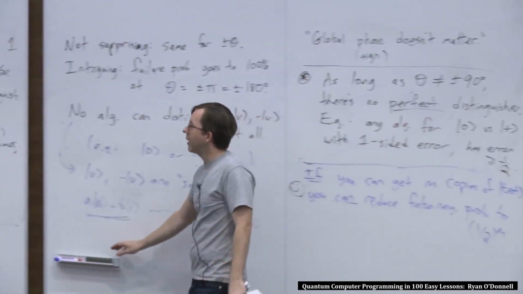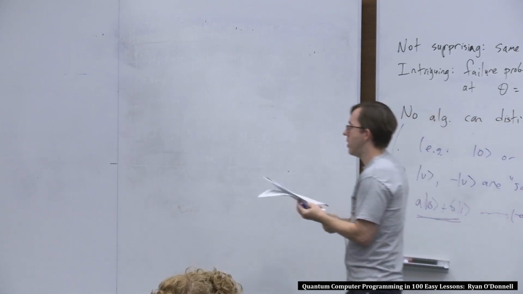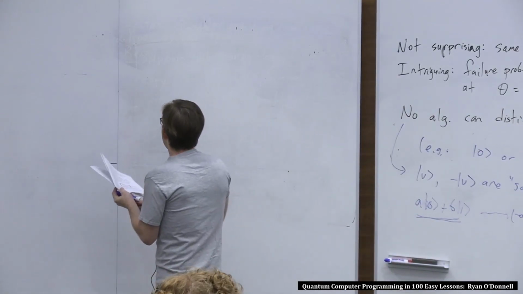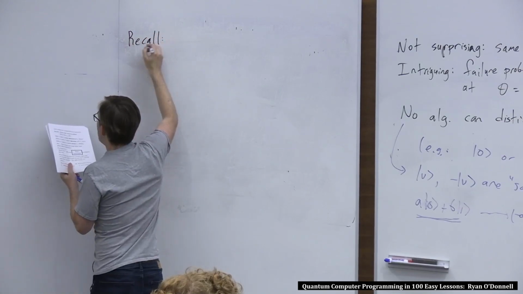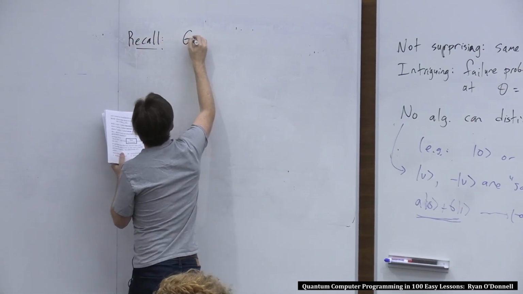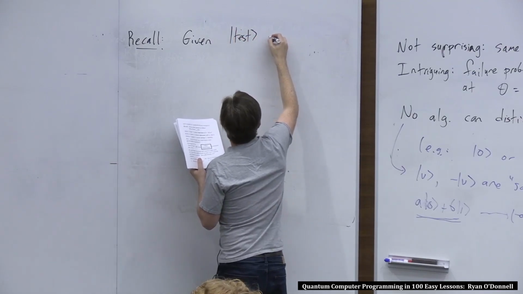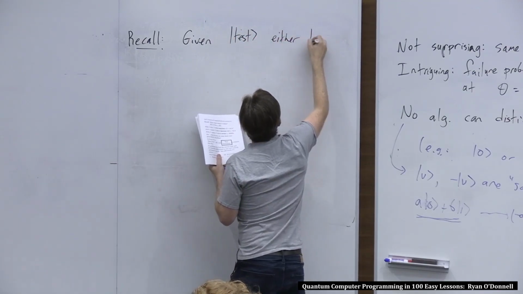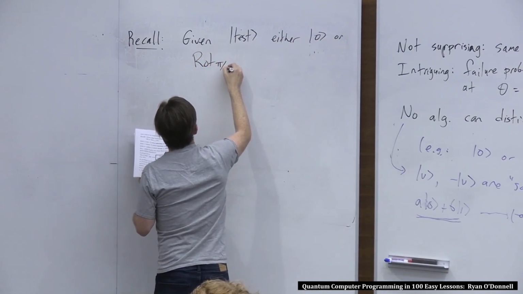Now I want to get to the main topic of this lecture, distinguishing two rotations. So let's go back to what we did last time at the end: you're at Lawful Evil Corp, and they're giving you a test qubit that's either 0 or a very slight rotation of 0. It's a tiny angle.